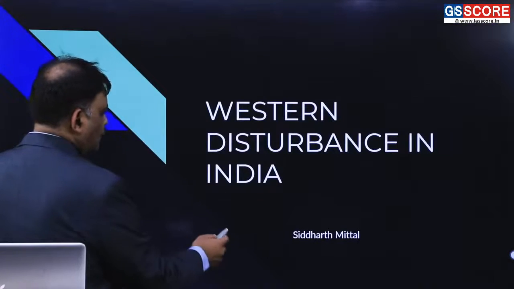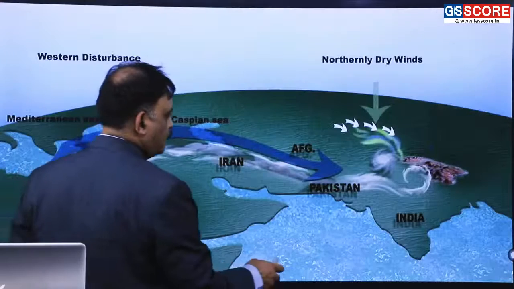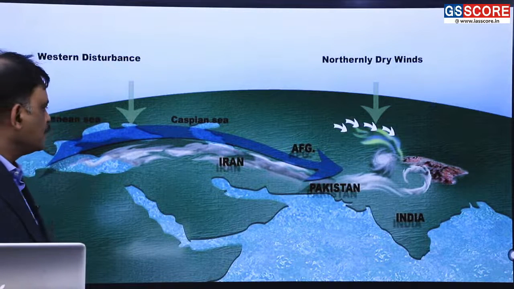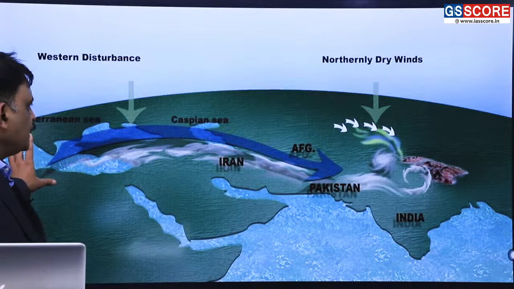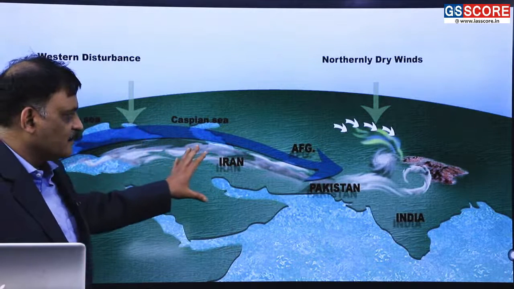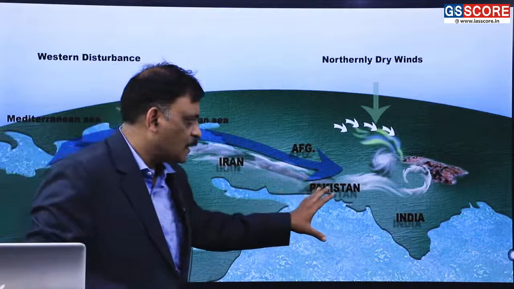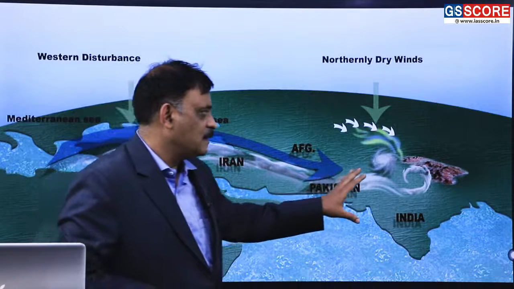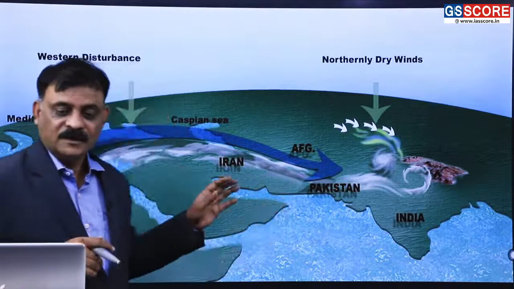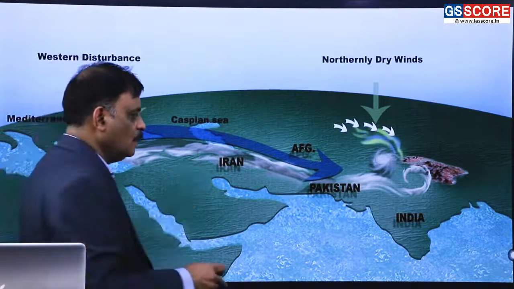Now let's have a look at some figures here, and that will be easy for you to understand the concepts. Okay, so let's take some figures. Now these are the western disturbances, and this is how we tend to represent them. They are originating from the Mediterranean Sea, passing over the Caspian Sea and the regions of Iran, then crossing Pakistan, reaching the northern part of India and bringing rainfall. So these are all the disturbances coming from the west.